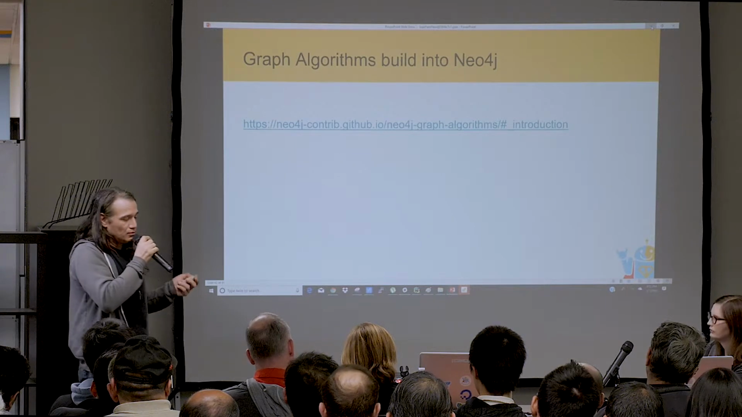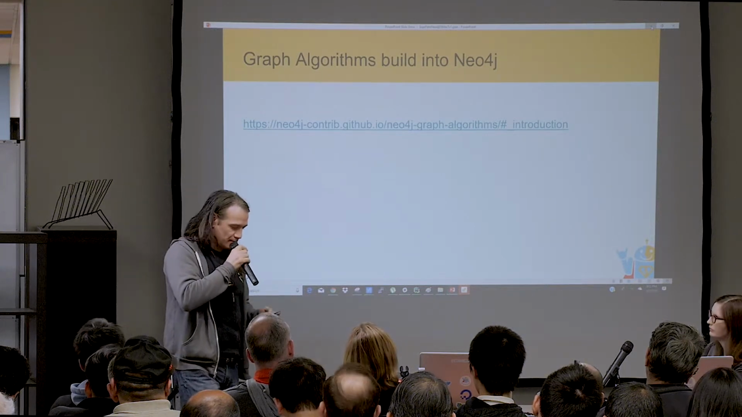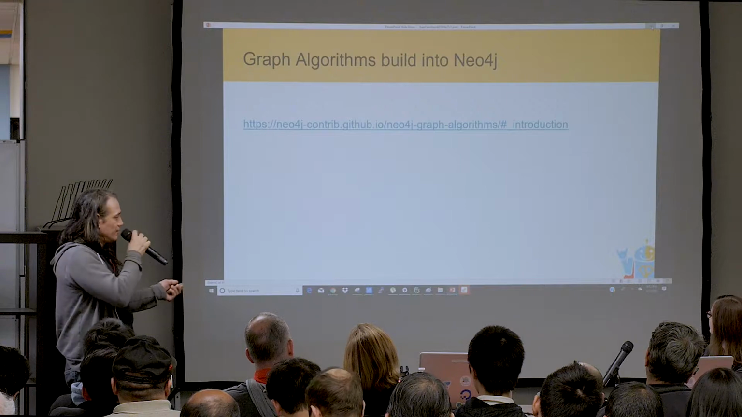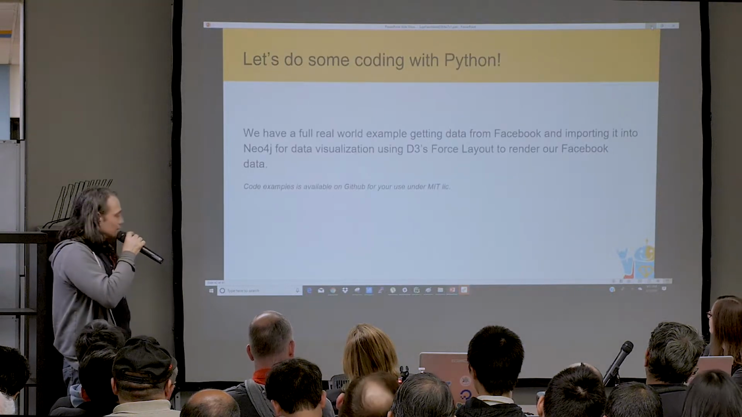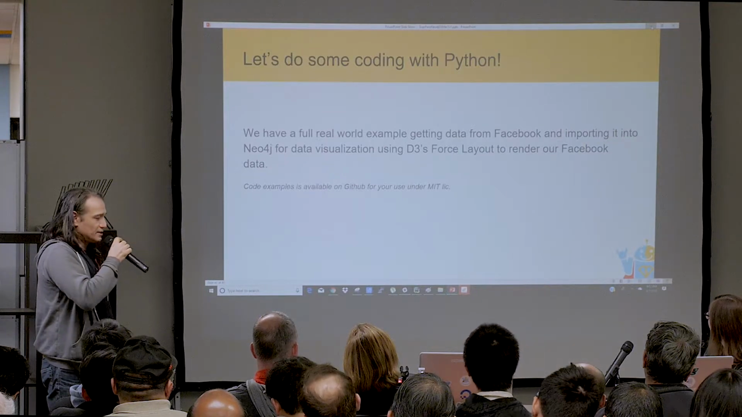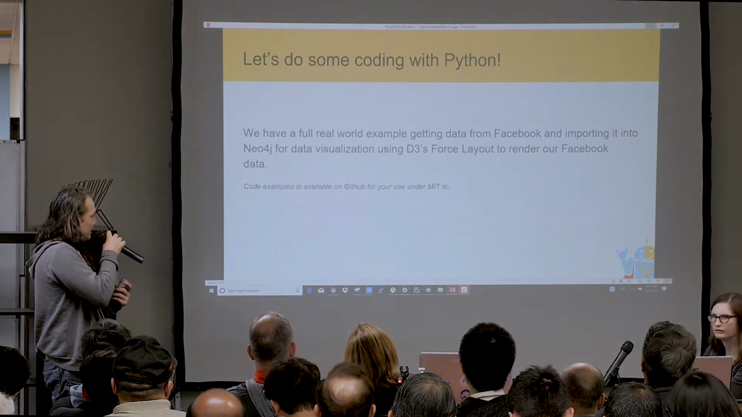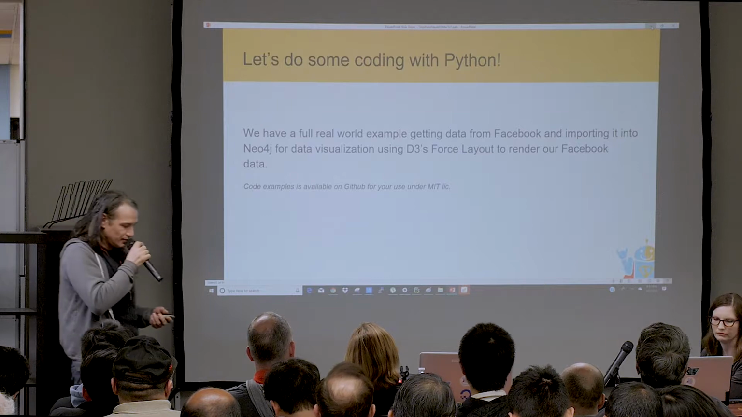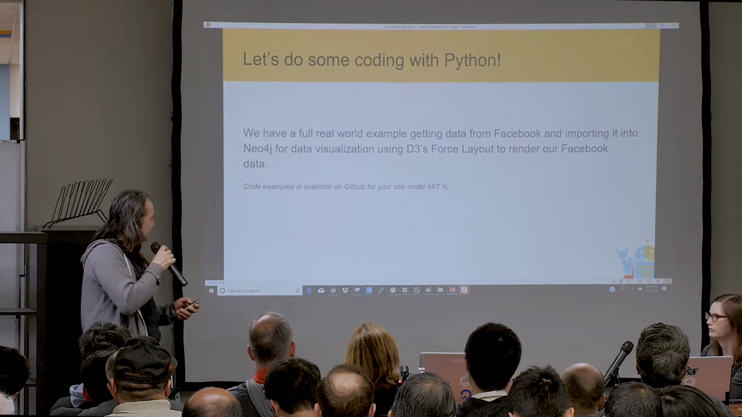Here's a link to describe these algorithms in a much more detailed way, so we provide you that. All right, so let's start doing some coding. We're going to look at using Facebook to get some real live events and port that into Neo4j for data visualization.